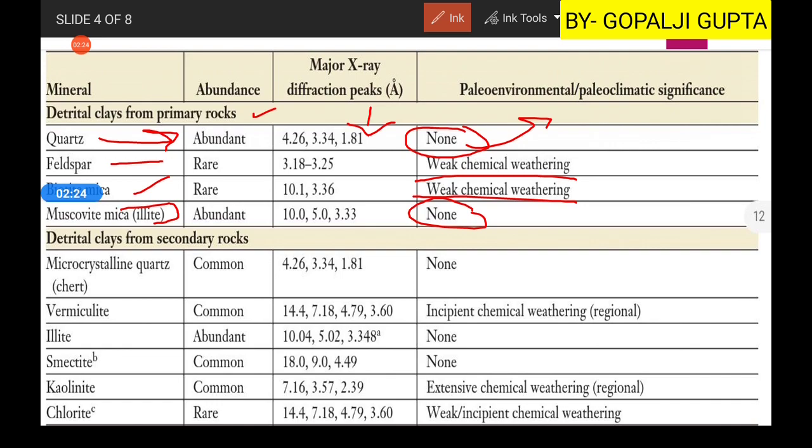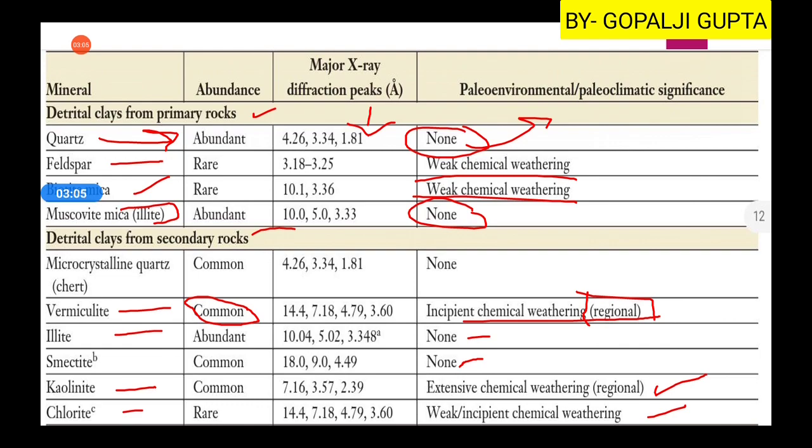But as we move forward, the significance of the paleo environment becomes more prominent. If you have vermiculite, it is very common in the rocks and it shows incipient chemical weathering or a regional type of chemical weathering. Then illite is most abundant in most of the clay rocks, but you will not get any specific environmental condition. Kaolinite shows extensive chemical weathering. Chlorite shows weak or incipient chemical weathering, and chlorite is also rare among the clays.